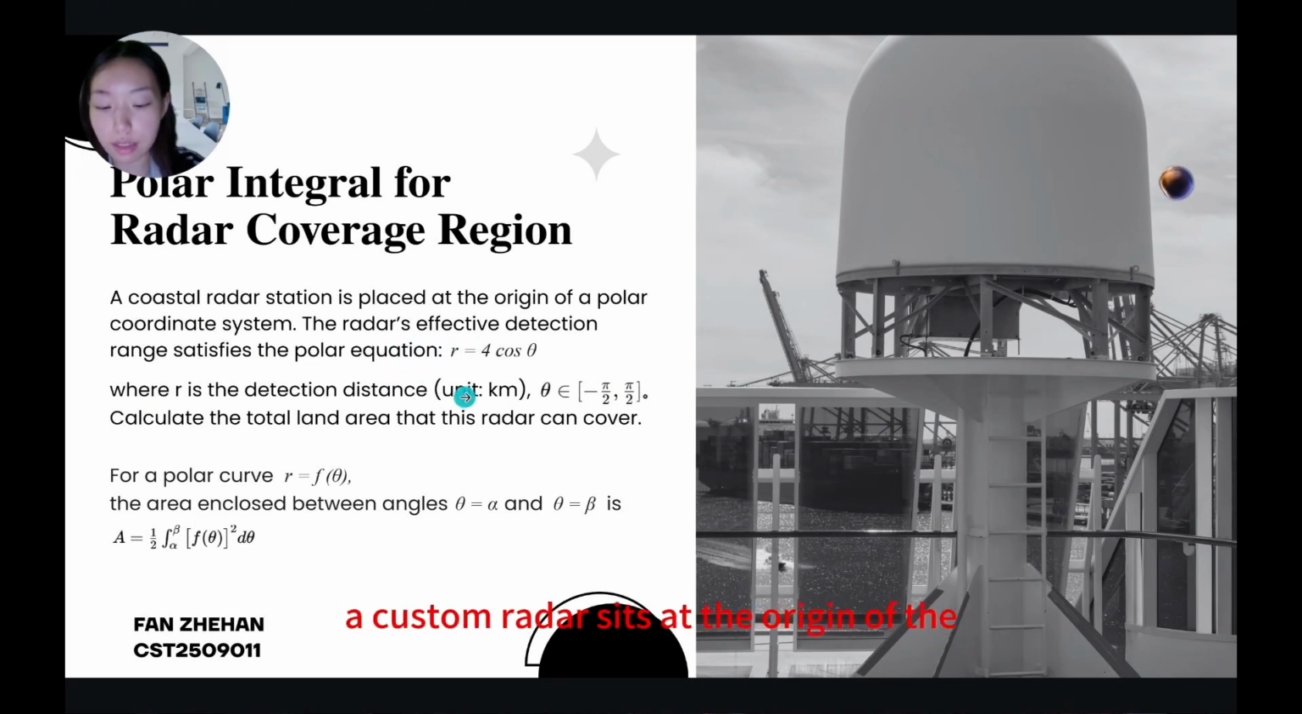Let me state the problem background first. A coastal radar sits at the origin of the polar coordinate system. Its direction boundary follows the polar equation r equals 4 cosine theta. The unit of radial distance r is kilometers. The angle constraint is this, and our target is solving the total covered land area of this radar device.